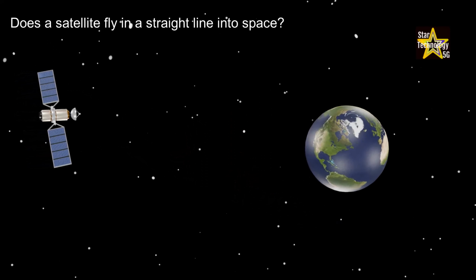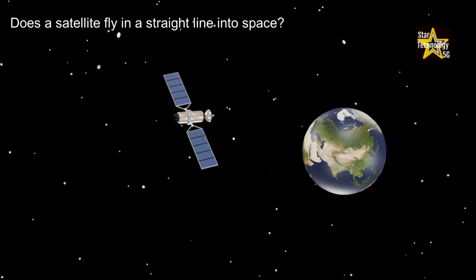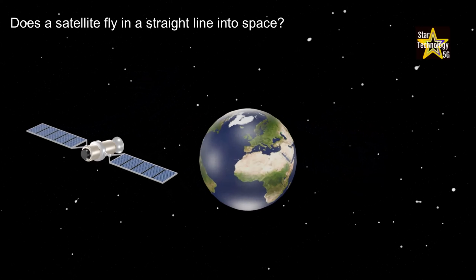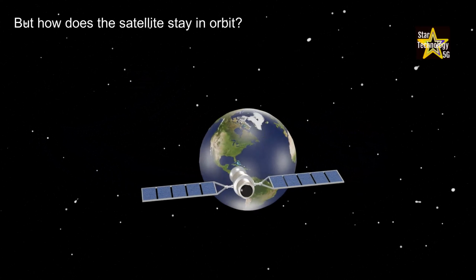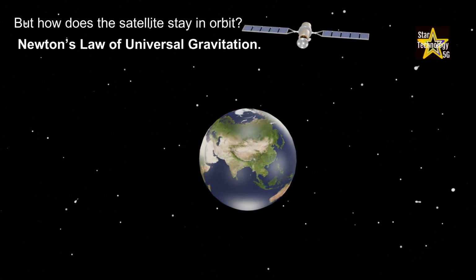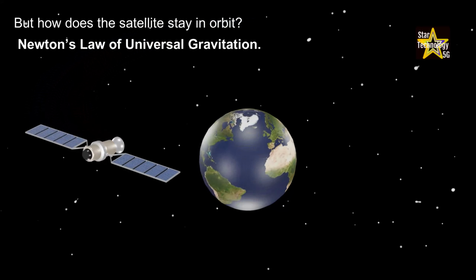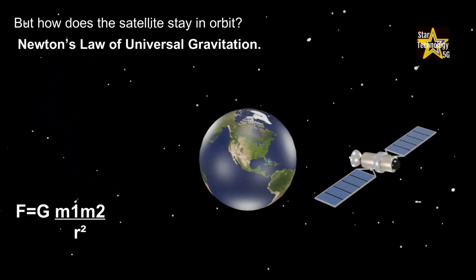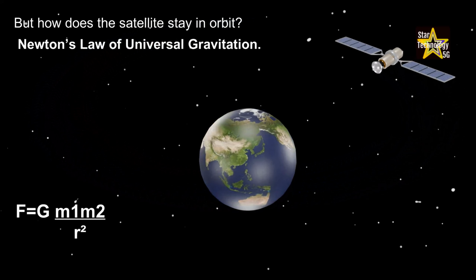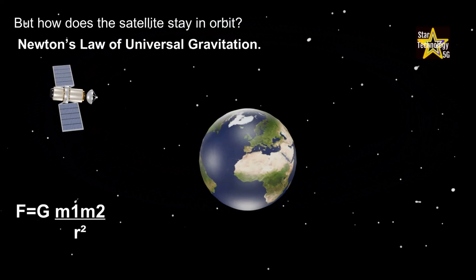Does a satellite fly in a straight line into space? The answer is no, the satellite flies in orbit around the Earth. But how does the satellite stay in orbit? The answer to this question is explained by Newton's law of universal gravitation, that every particle attracts every other particle in the universe with force directly proportional to the product of the masses and inversely proportional to the square of the distance between them.